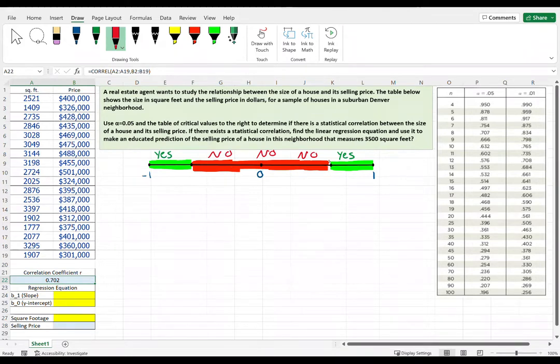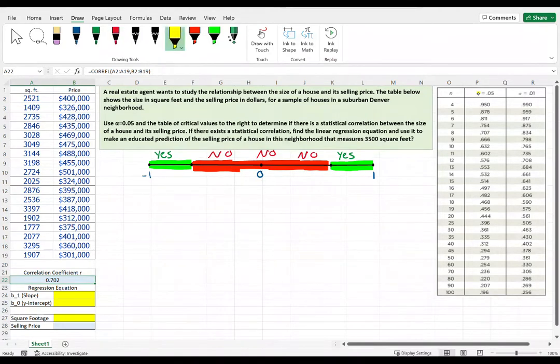Now, how do we know where this threshold is, this cutoff between when the no becomes a yes or a yes becomes a no? Well, those are the critical values. So you'll see in the problem, it says use alpha, that's the significance of the hypothesis test, which we'll talk more in detail about later in another video. This video is a very basic introduction to the process of hypothesis testing without actually calling it that. So alpha equals 0.05 corresponds to the middle column in this list of critical values.